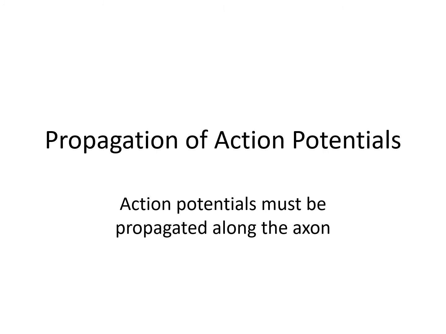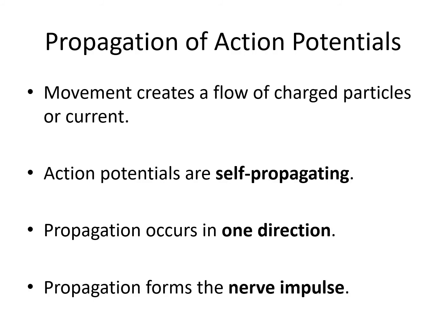Oh, that's our next topic, the propagation of action potentials. Okay, so action potentials must be propagated along the axon. Because remember, we said the axon's function was to propagate the action potential. The movement creates a flow of charged particles, or current. So action potentials are self-propagating. Propagation occurs in one direction, and propagation forms the nerve impulse.